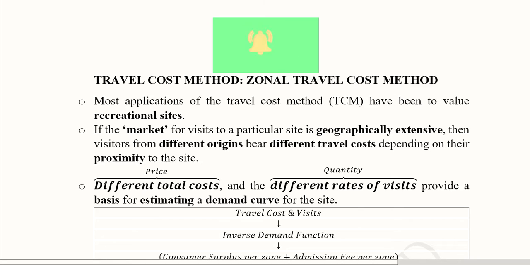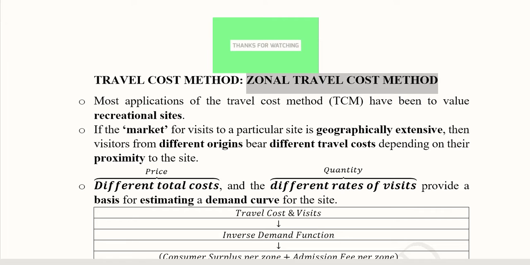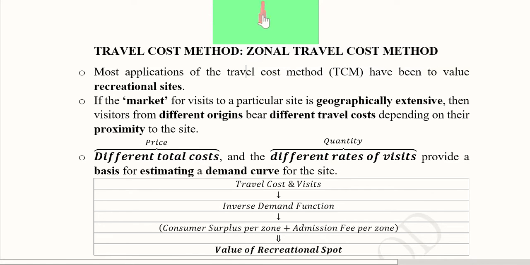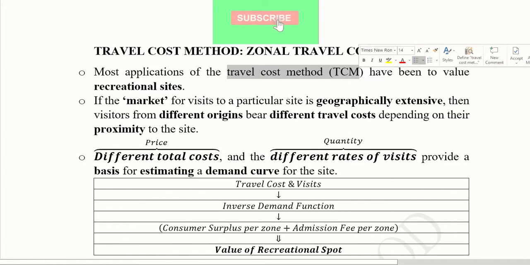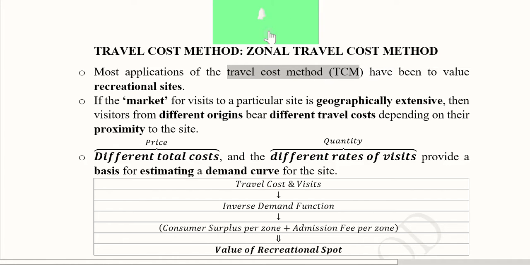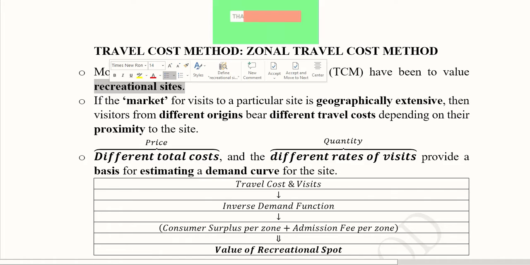Hi there, this video is about the travel cost method, in which we will focus on the zonal travel cost method. It is one of the ways to evaluate the benefits of a certain recreational place, and how we can do this we will learn in this video. This is the acronym TCM, and it is usually used for the value of the recreational sites in the opinion of the people.